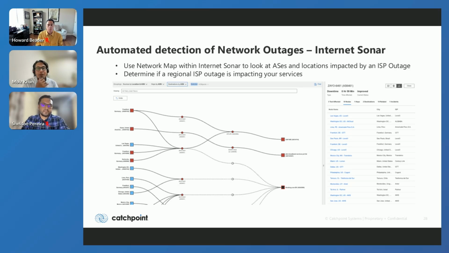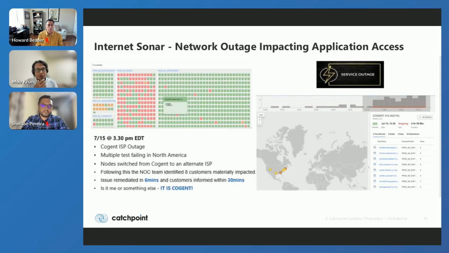And this is an example where this issue happened with Cogent, wherein there was an outage, and then multiple tests were failing specifically in North America, and there was a switch from Cogent to an alternate ISP, because of the outage that happened.